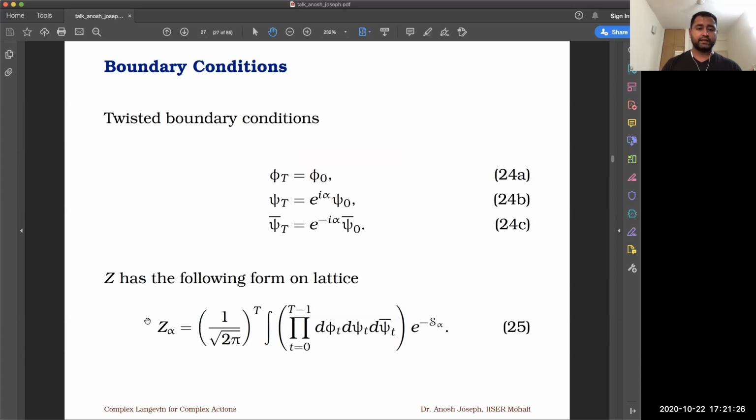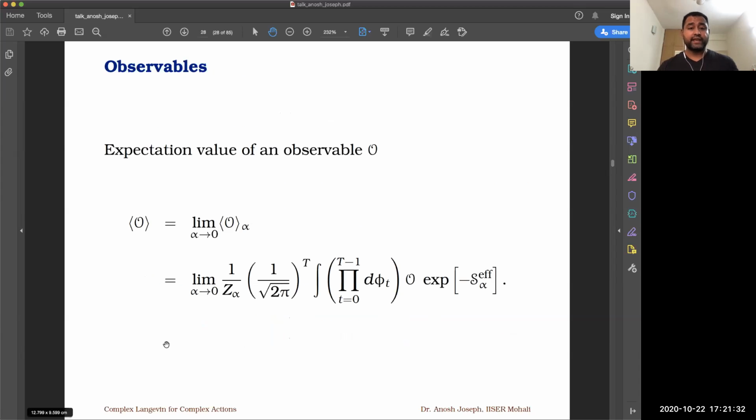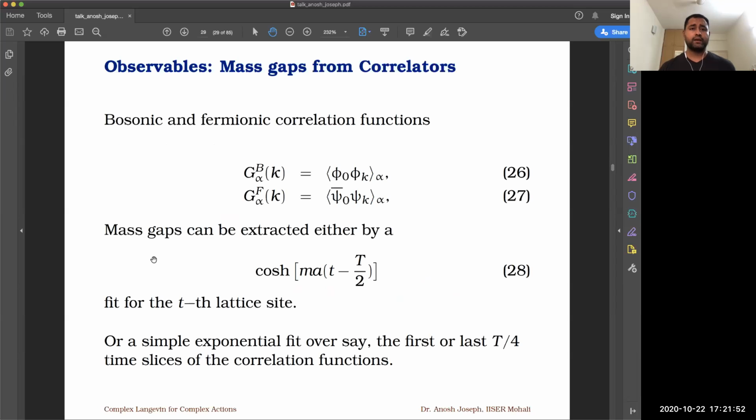So we define the partition function with this alpha parameter in it. Then we can construct an observable, the expectation value of an observable, which is defined in this way. Insert this O into the form of the partition function, then use the twisted action and take the alpha going to 0 limit eventually. So we can compute observables this way.